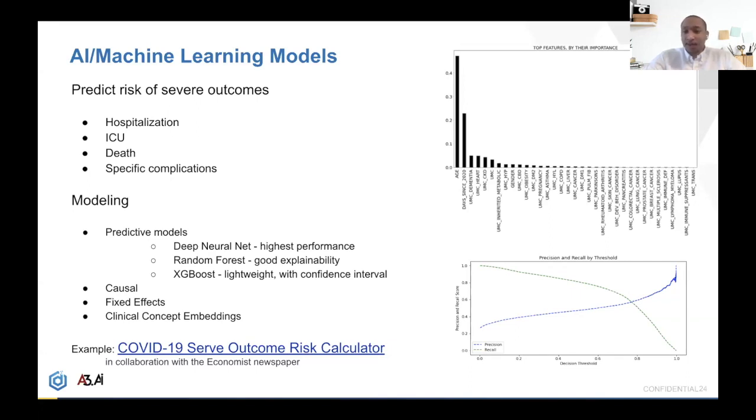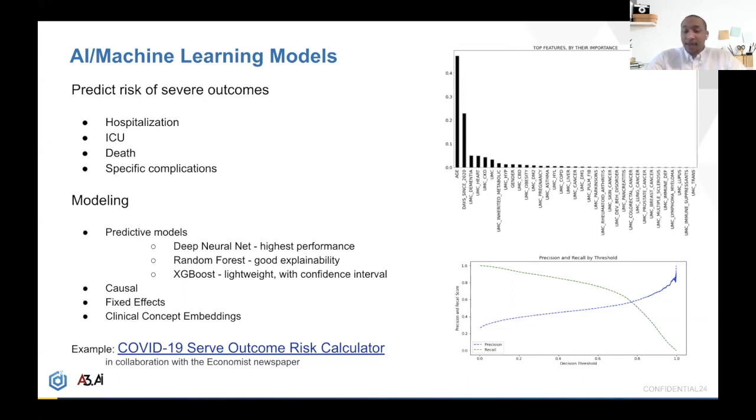However, with deep neural networks there are a couple of drawbacks. It was very robust, requiring a lot of computer resources, and deep neural networks don't have as much explainability as random forest and XGBoost when it comes to why it's predicting certain probabilities or outcomes.